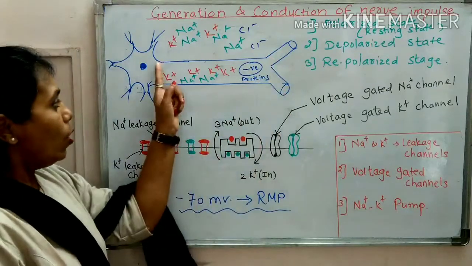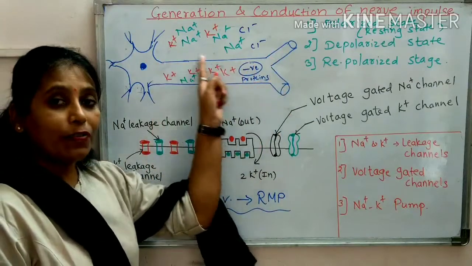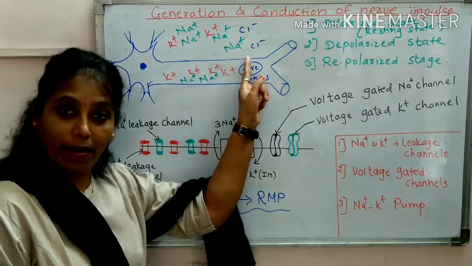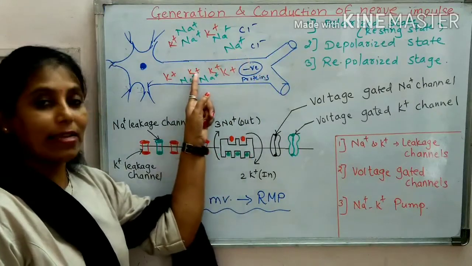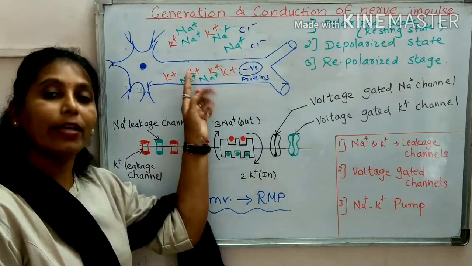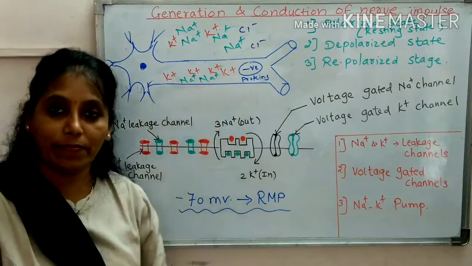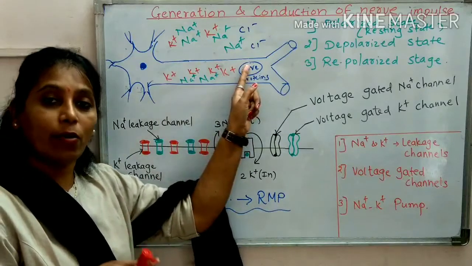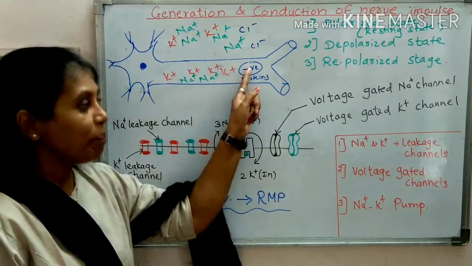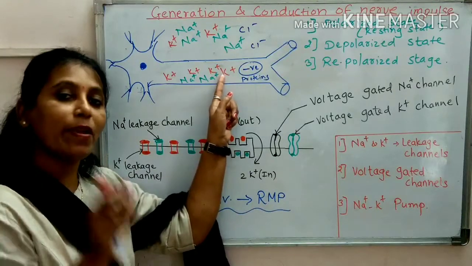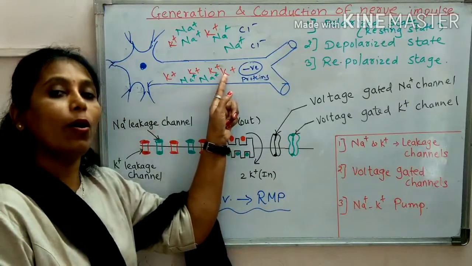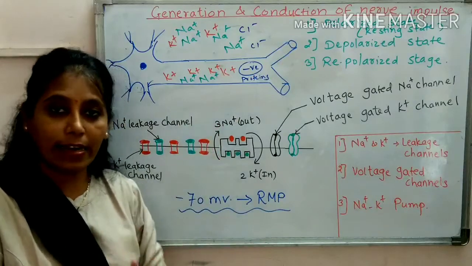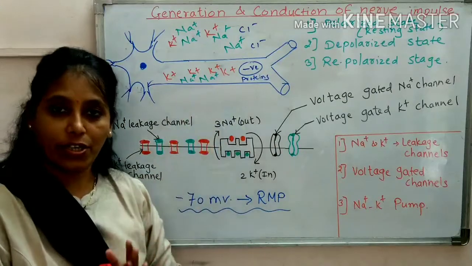Now the membrane of the axon is called the axolemma, and the cytoplasm of the axon is called the axoplasm. The membrane present around the axon is the axolemma, and the cytoplasm present inside the axon is called the axoplasm. I think till this it is clear. This is the basic structure.